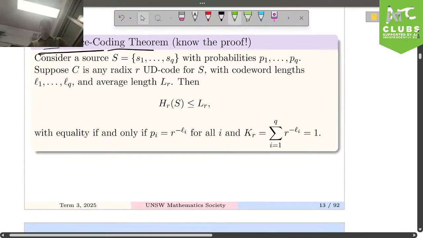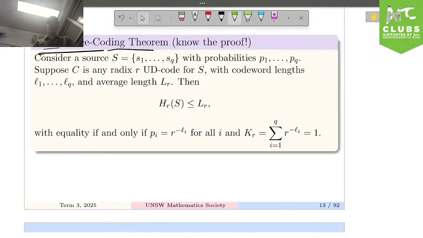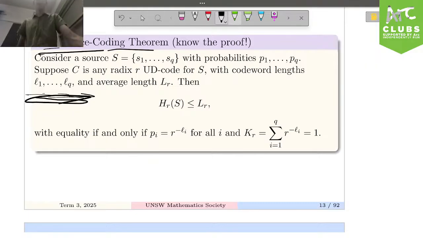So you have your standard setup of source symbols and probabilities, and what it's saying is that for any set of lengths, this inequality holds, where you can't get a lower average code word length. In particular, the Huffman code word length would be no lower than the entropy, because remember the Huffman code word length is going to be the lowest that you can get.